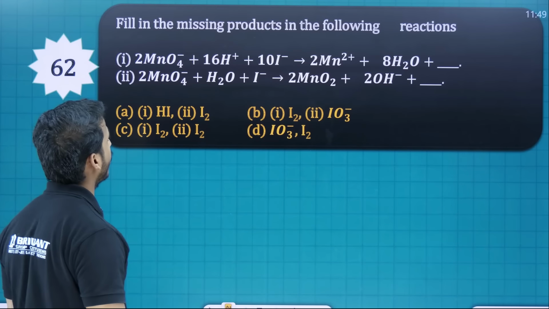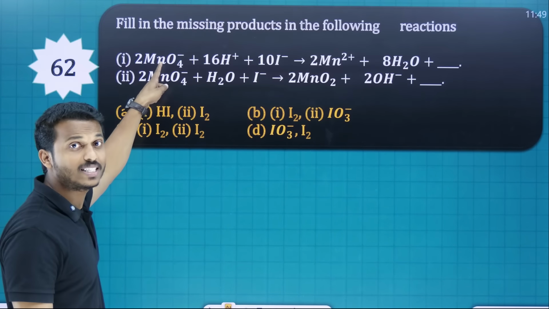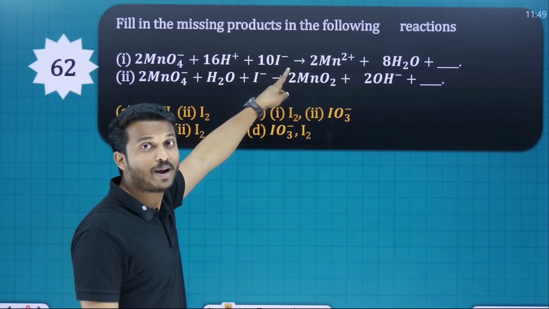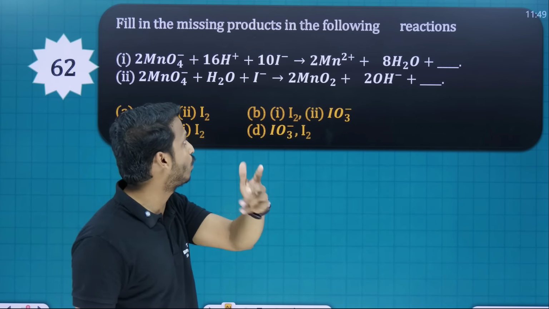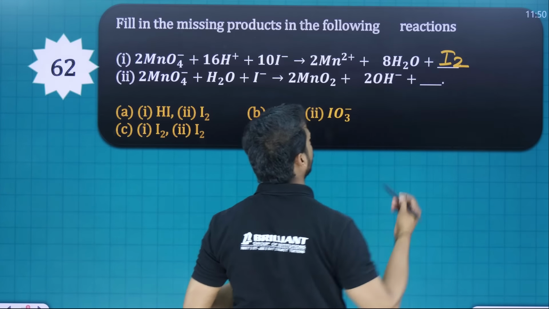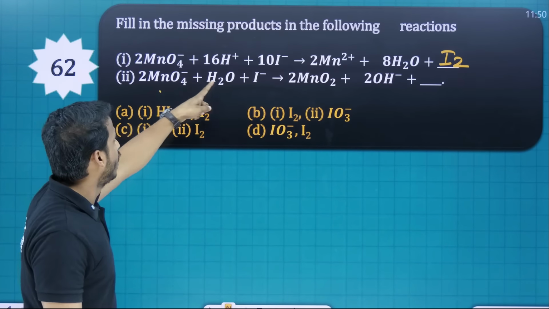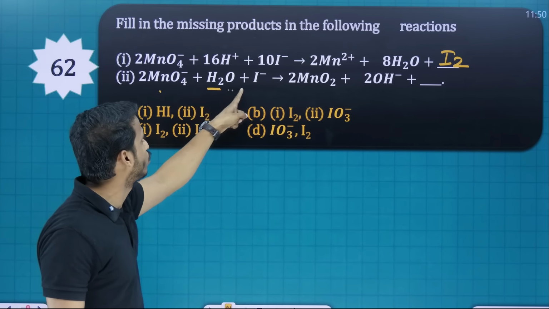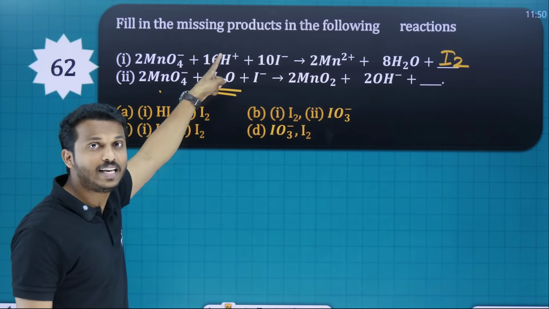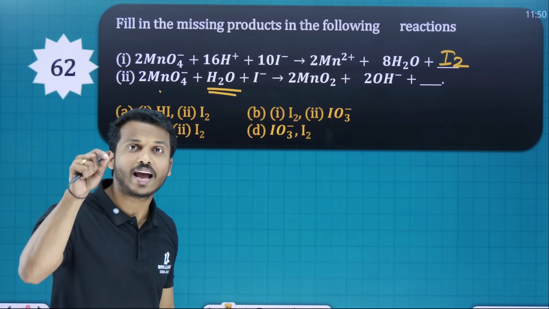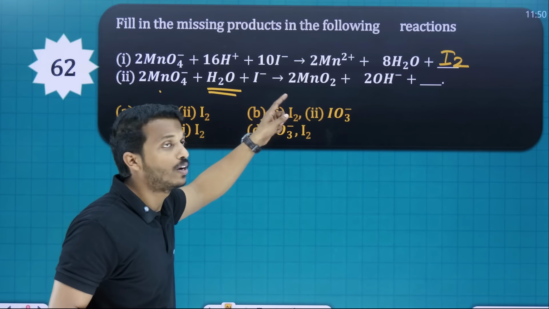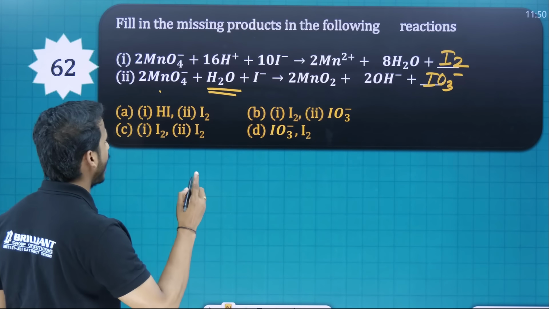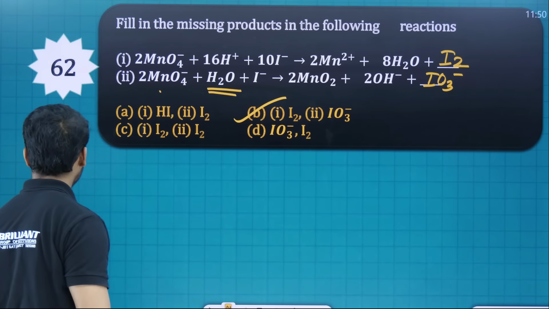Next, fill in the missing product in the following reaction. MnO4 minus is permanganate. Which medium? Acidic medium. I minus in acidic medium is converted to I2. But this one is again permanganate, water and iodine. Again iodine is formed. But this is H2O, dear. The first medium is acidic, the second one is neutral. In neutral and alkaline medium, iodide is converted to iodate, that is IO3 minus. Already we discussed that. So one is I2, the second one is IO3 minus.